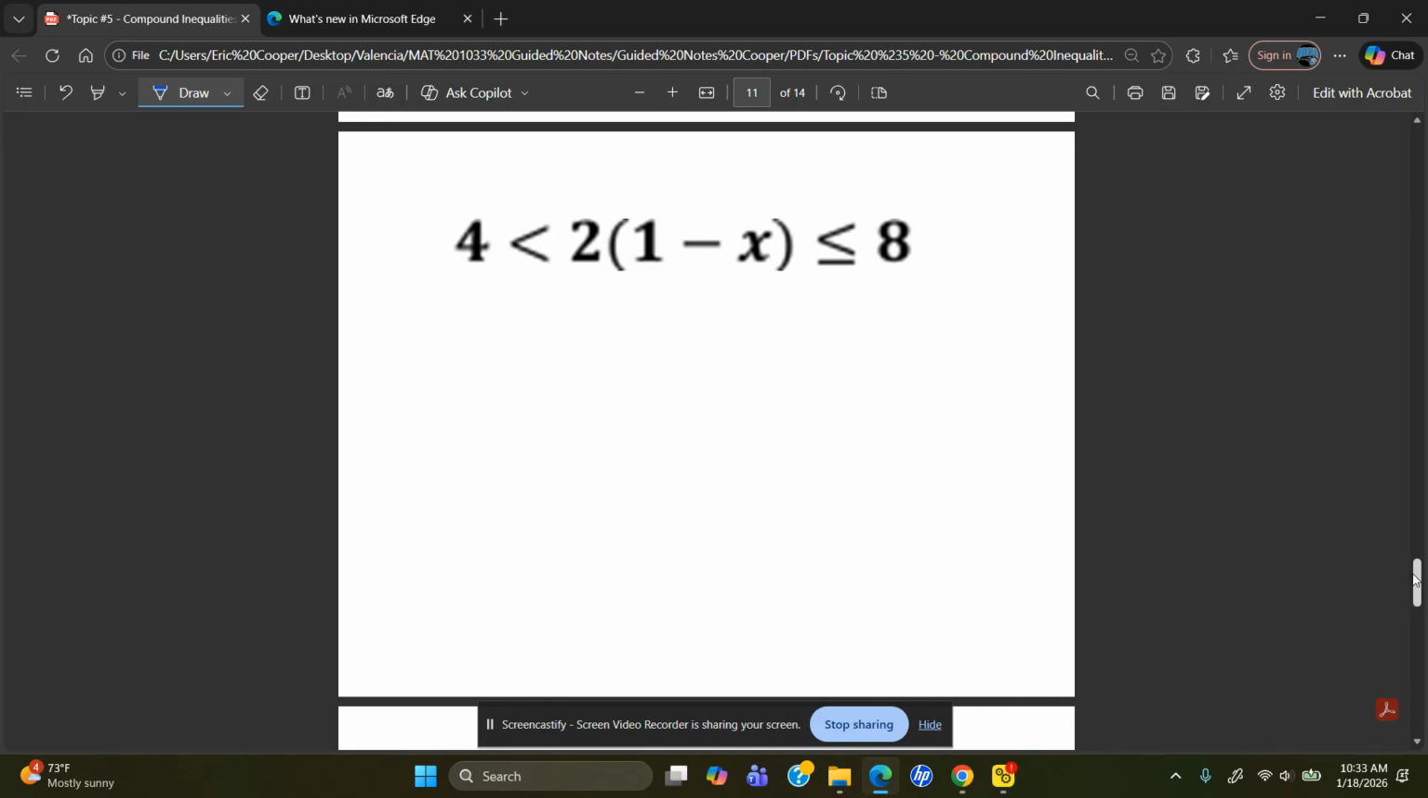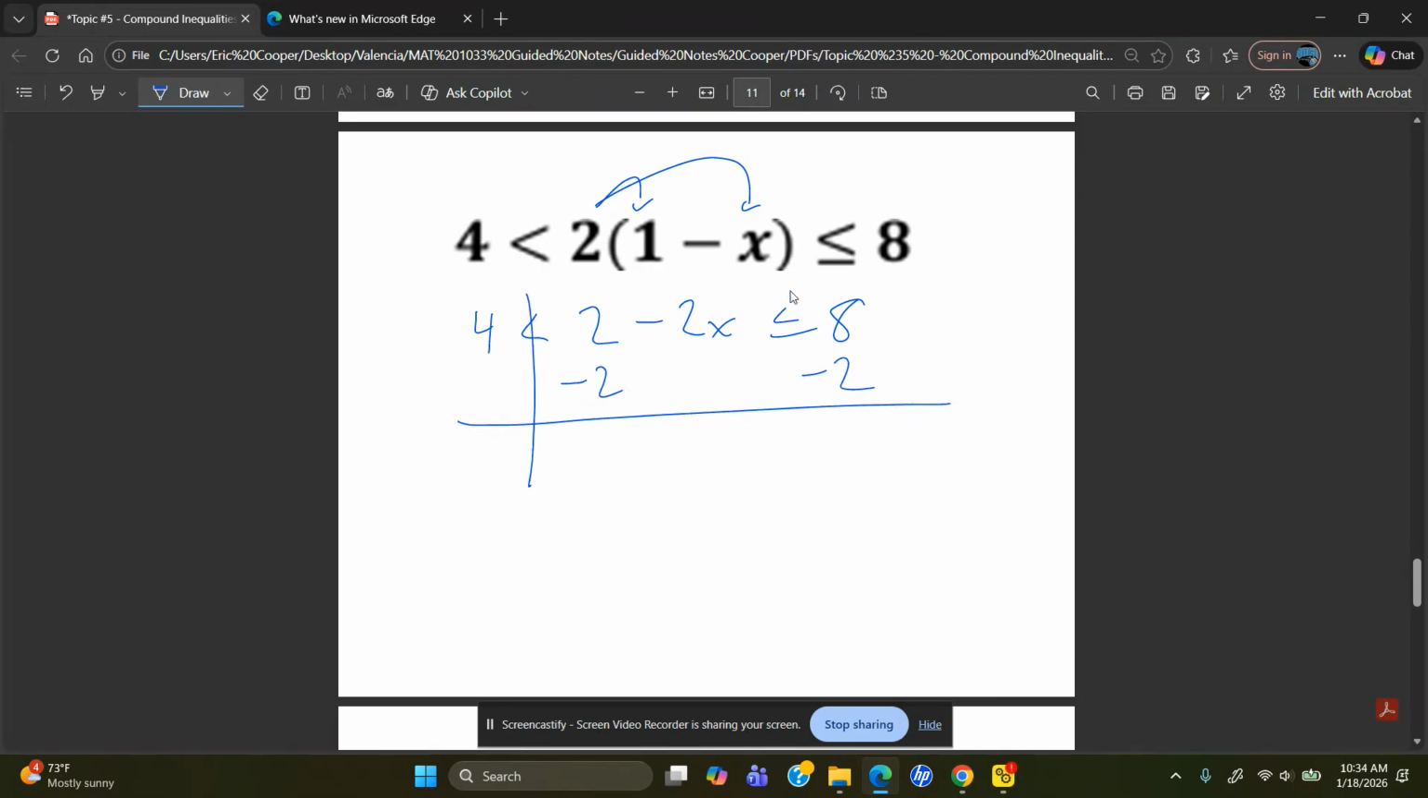We will do the same for this problem. Again, it's an AND problem, so we're going to go through and try to solve it. Let's distribute the 2 here to get rid of the parentheses. 2 times 1 is 2. 2 times negative x is negative 2x. I need to get rid of the positive 2, so I'm going to subtract 2 from both sides. I'm sorry, whatever I do to the inside, I'm going to do to the outside.